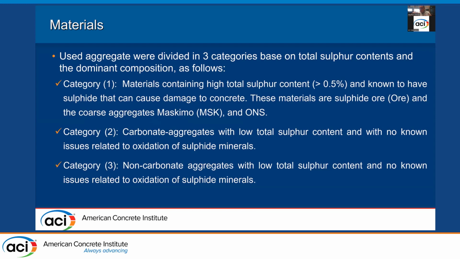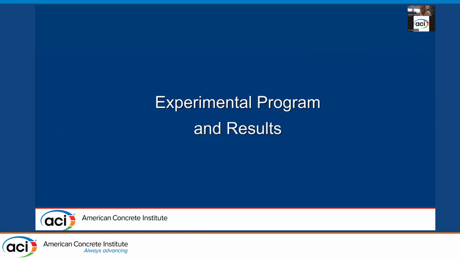So category 1 is the sulfide base, as we said. Category 2 is carbonate aggregate, and category 3 is non-carbonate aggregate. 2 and 3 are non-sulfide. The sulfur content is either low, or even if it's slightly high, the aggregate has an excellent history of performance, no issue of sulfate attack. So again, we're just checking if the test works universally on these types of aggregates.